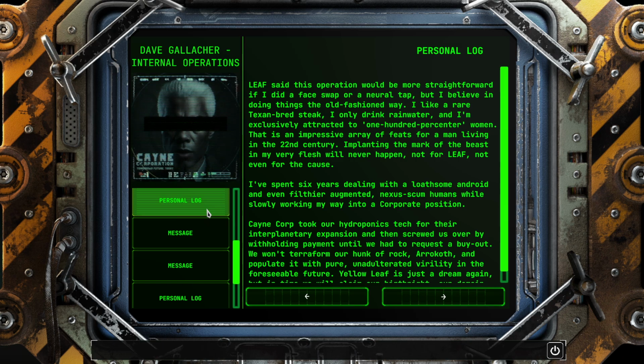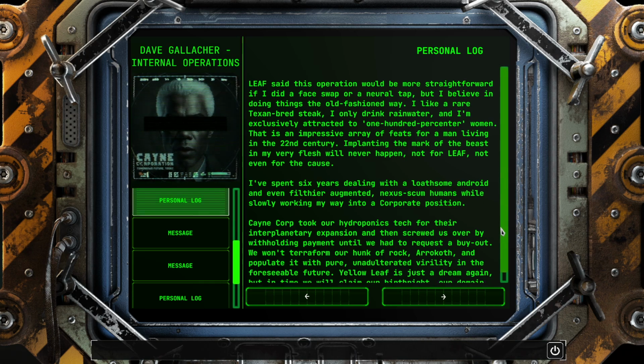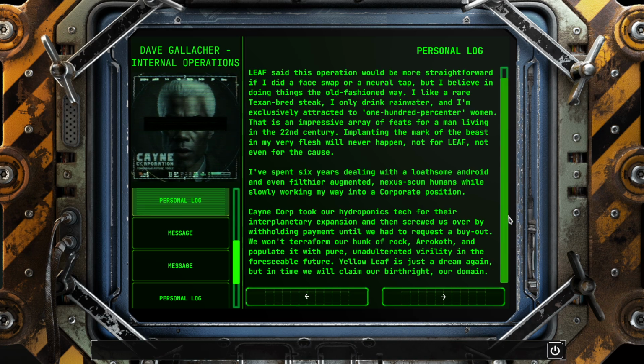Leaf said this operation would be more straightforward if I did a face swap or a neural tap, but I believe in doing things the old-fashioned way. I like a rare Texan-bred steak. I only drink rainwater, and I'm exclusively attracted to 100%er women. That is an impressive array of feats for a man living in the 22nd century. Implanting the mark of the beast in my very flesh will never happen. Not for Leaf, not even for the cause.